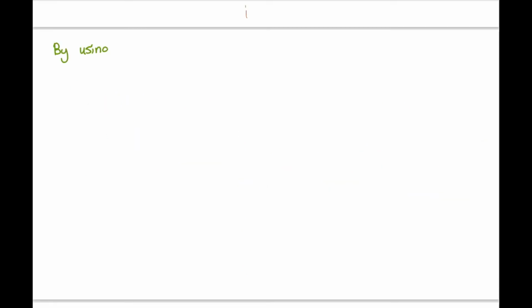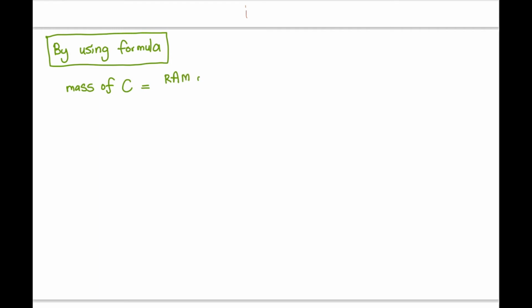Now I would like to show you the second method by using formula. To find out the mass of carbon, relative atomic mass of carbon is divided with relative molecular mass of carbon dioxide times the mass of carbon dioxide given in the question.